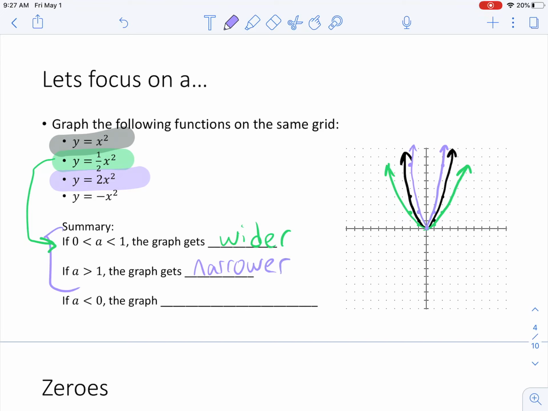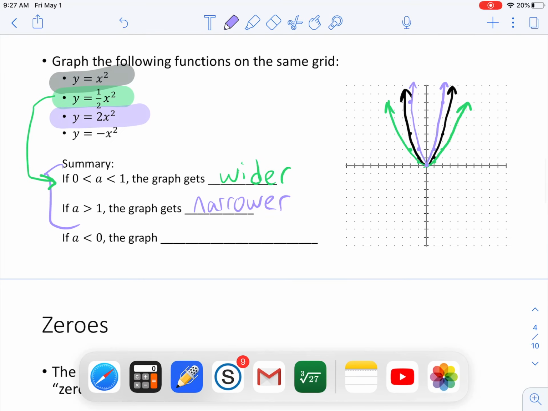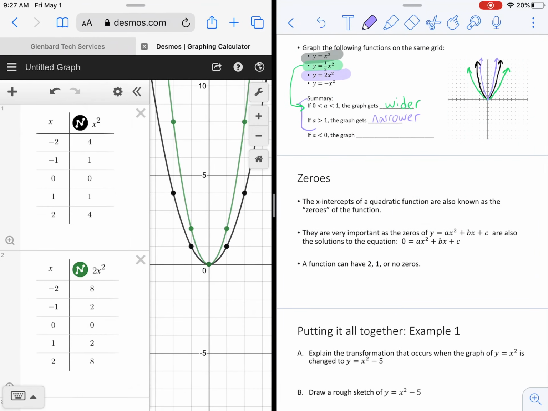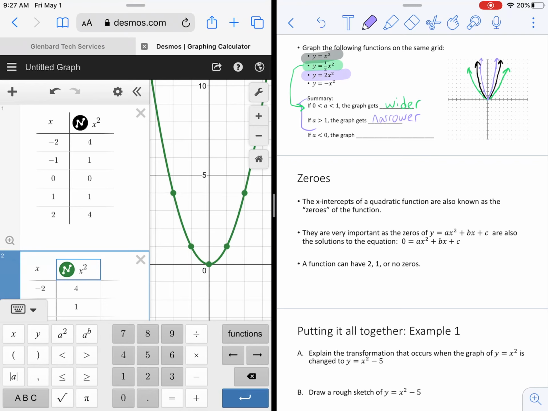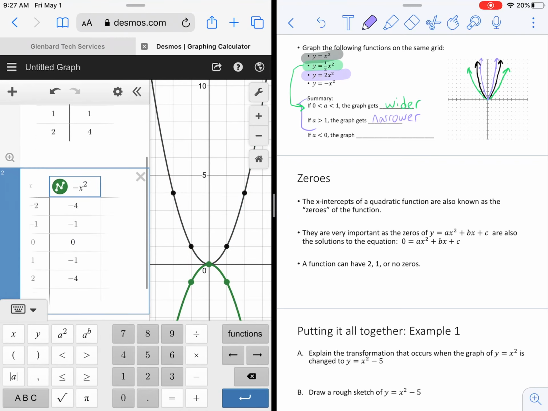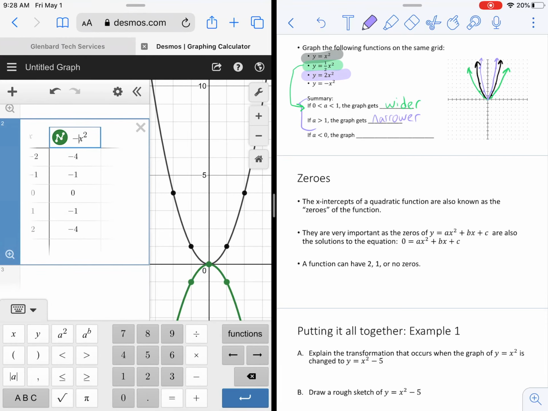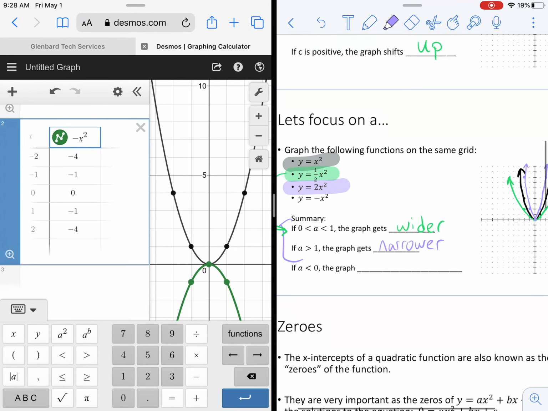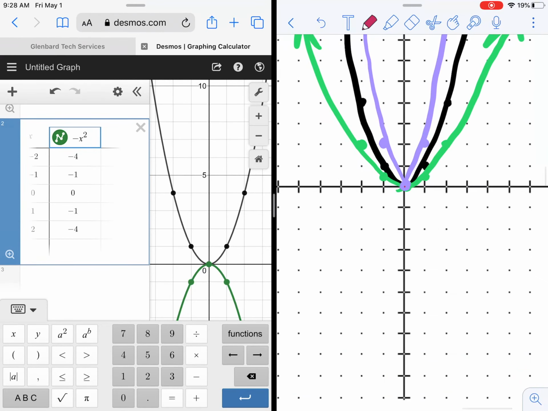Then the last thing I want to focus on is what happens when we throw a negative in front of the x squared. So if we make a negative, what's happening there? I'm going to change this one to a negative x squared. And when that happens, it flips the graph directly upside down. Okay, so we're going to make this one red, and we're going to graph that. We're going to see that it makes the graph directly upside down.